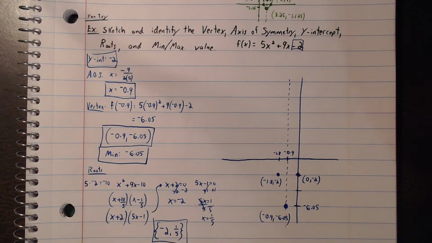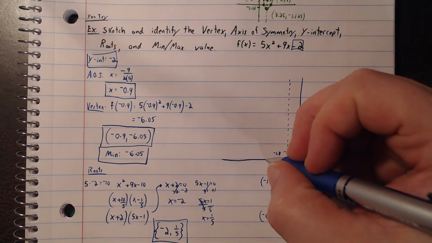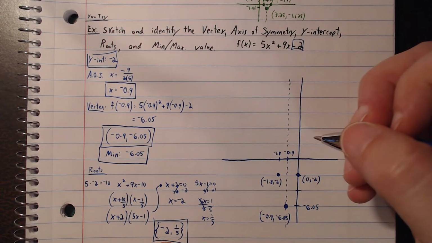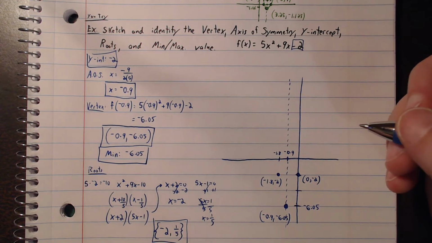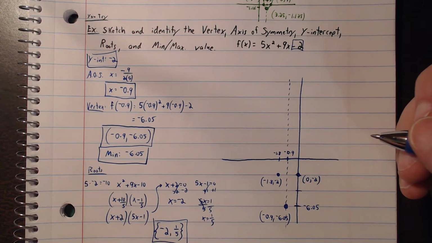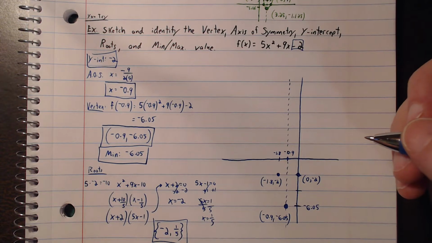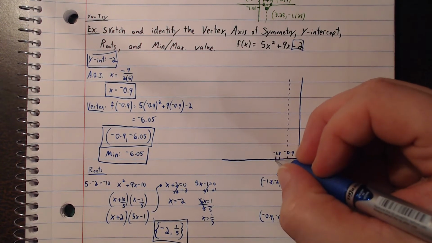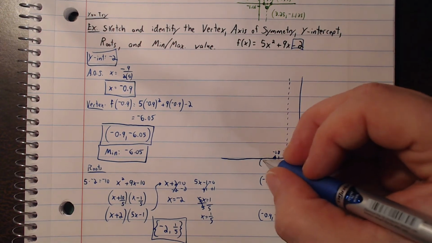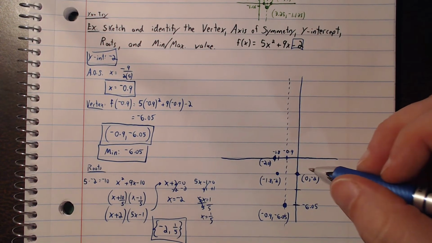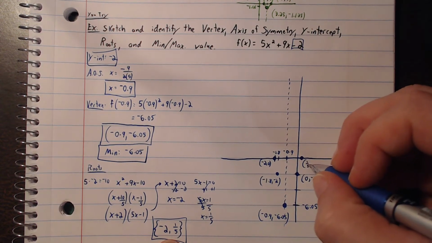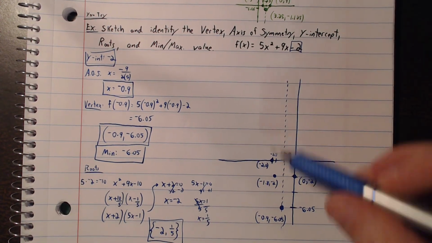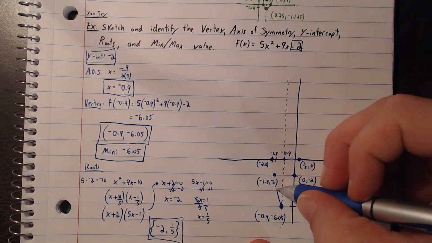And last, we have a few more points. Our roots. So let's see. With our roots, we've got negative 2 is one of them. And positive 1/5, which is not very far. It's like right here. 1/5. Okay, so here are all the points, and we've just got to go right through them.